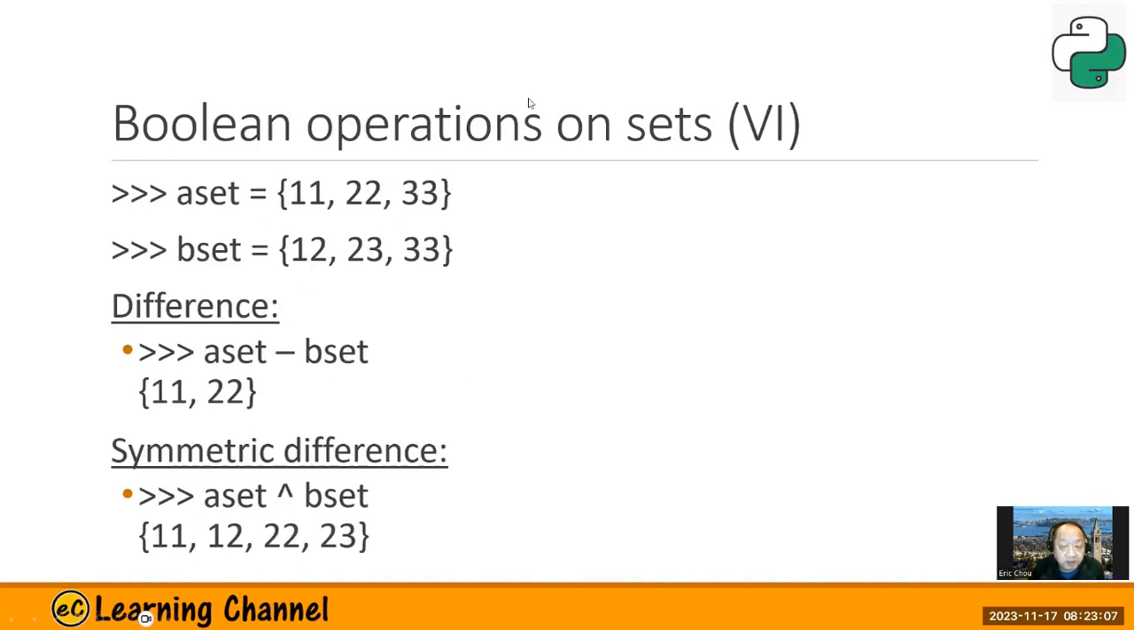Okay, A set minus B set, so that's members in A set but not in B set. So 3 is a duplicate, this must be removed. So it will be 1, 1, 2, 2.